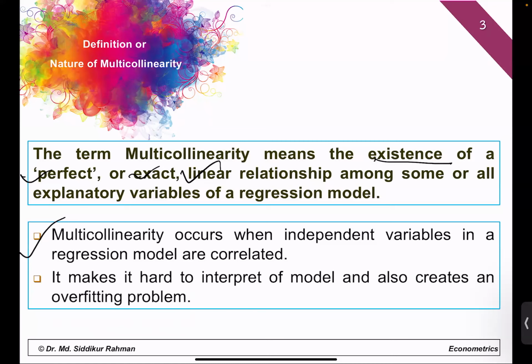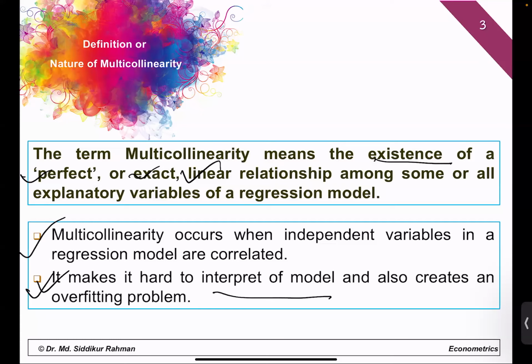If you find a multicollinearity problem in a regression model, it makes the model hard to interpret and also creates an overfitting problem, right? When you have a multicollinearity problem in your model, you might face a lot of problems, because you are estimating the regression model and the problem will be based on the regression parameters you are going to estimate. So you will find it very hard to interpret your model, and you can also face the overfitting problem.